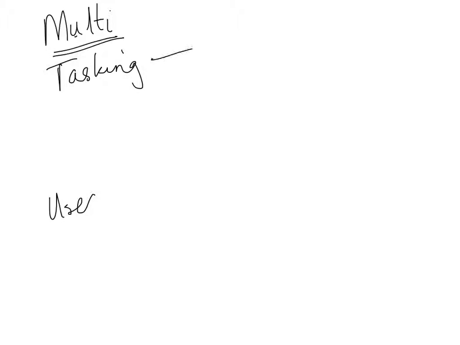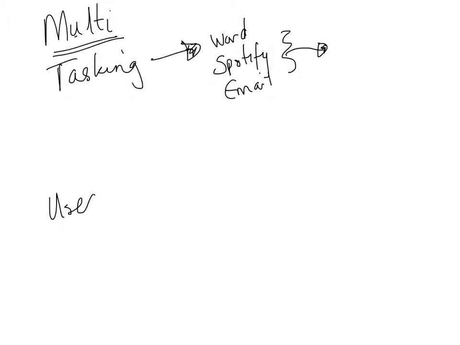Now, what you need to know about multitasking, and it would appear when you use a Mac or a Windows machine, is that you are doing more than one job at a time. You may be using Word, you may be listening to Spotify and playing some music, you may have an email account open and ready to receive emails. All of those things appear to be going on at the same time. But this isn't actually true.